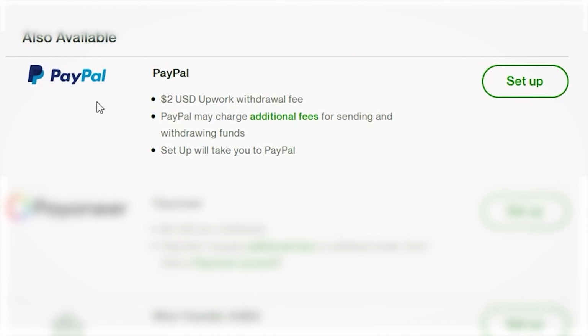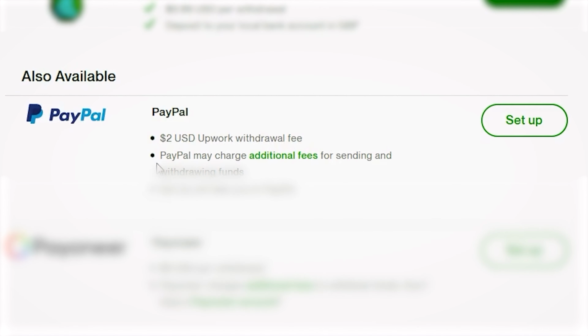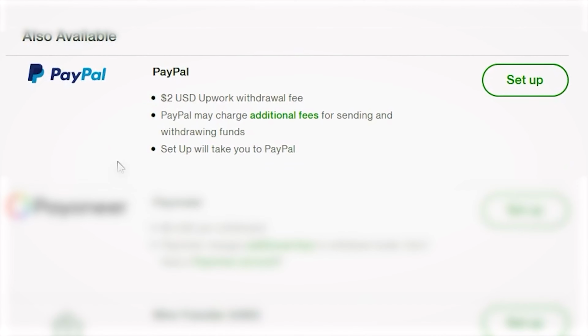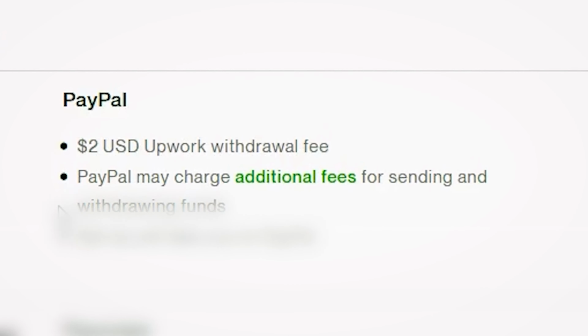But one downside with receiving money with PayPal, whether from Upwork or from Fiverr or as a freelancer, is that the exchange rate of PayPal funds in Nigeria is very low. It's always relatively lower than other methods of withdrawing your money from freelance platforms. So I would advise that you don't use PayPal except if other options don't work for you. Then for Upwork, when you withdraw your money with the PayPal option, Upwork is going to charge you $2 per withdrawal.